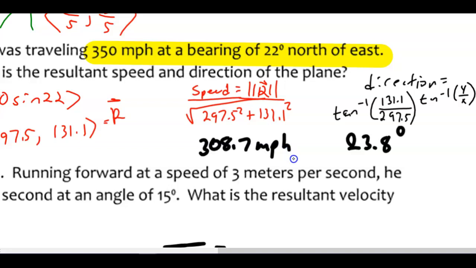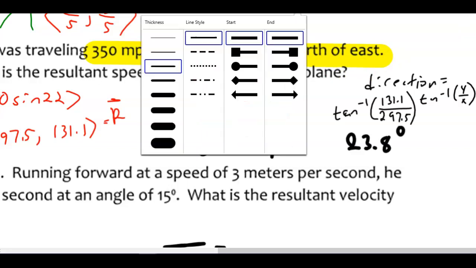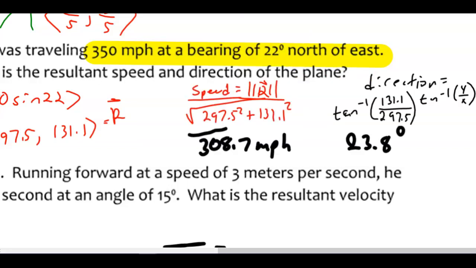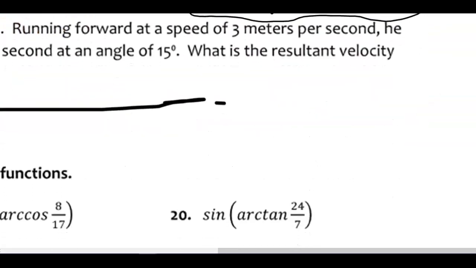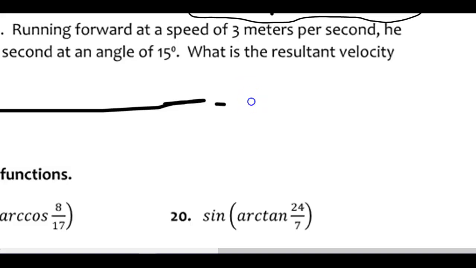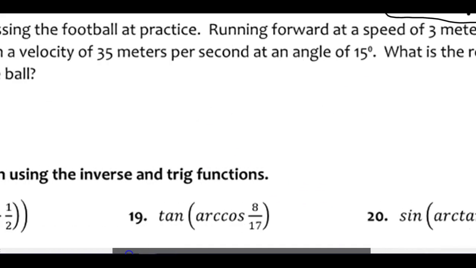So the resultant speed and direction of the plane, guys, is 308.7 miles per hour at a degree of 23.8. Okay? So that is our wonderful solution right here. If you've got a question, please review how I did this problem, because chances are doing the next one is the exact same way. Now, let's look at this next problem right here.